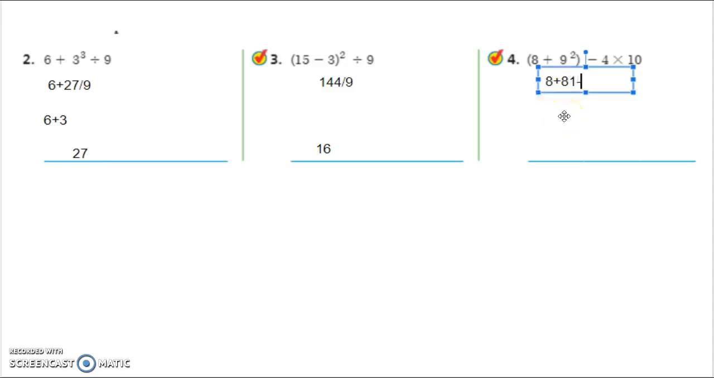And now we're going to do subtract 4 times 10. And I need to leave my parentheses there because I have not done everything inside the parentheses. So now I come down and we have 8 plus 81. What does that equal? Well, that equals 90 minus 4 times, and I should use an asterisk, but the book uses an X for the multiplication sign, so we'll do that. Okay, so now we did what's inside the parentheses. Now we have to do what's left.